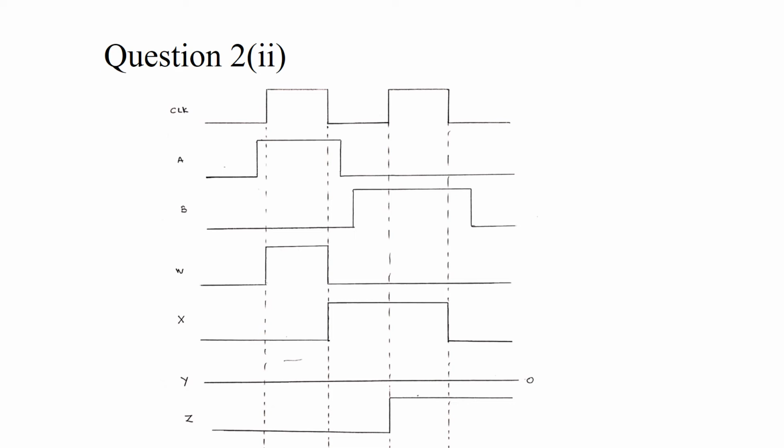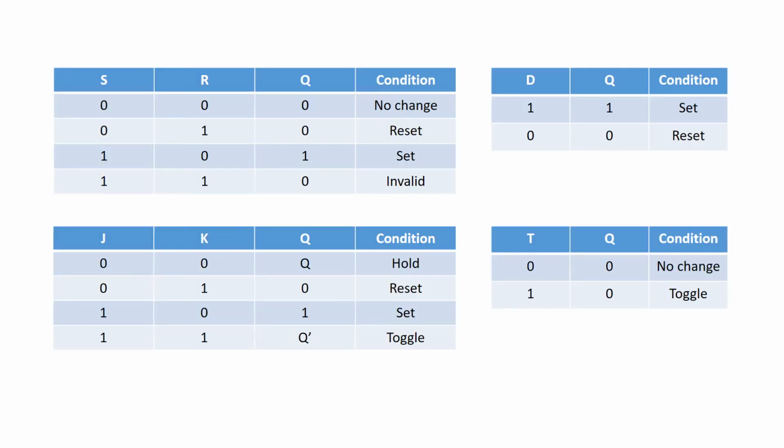Last, the output for Q bar from the SR flip-flop will be the input for the D flip-flop. In the D flip-flop, whatever the data input is, that will be the data output of the D flip-flop. This is the truth table for the SR flip-flop, JK flip-flop, D flip-flop and T flip-flop.